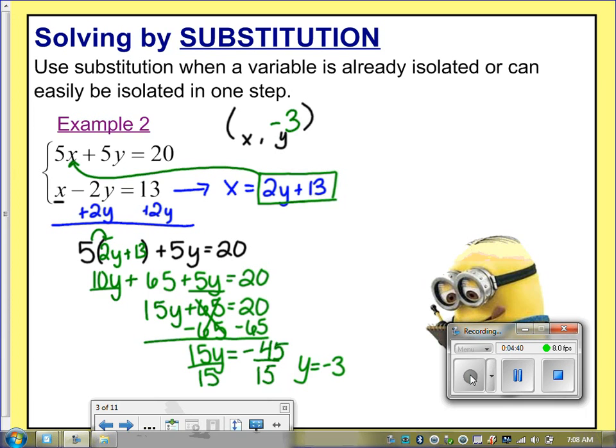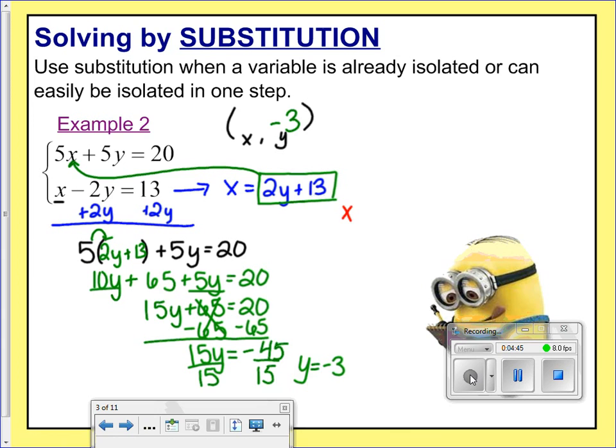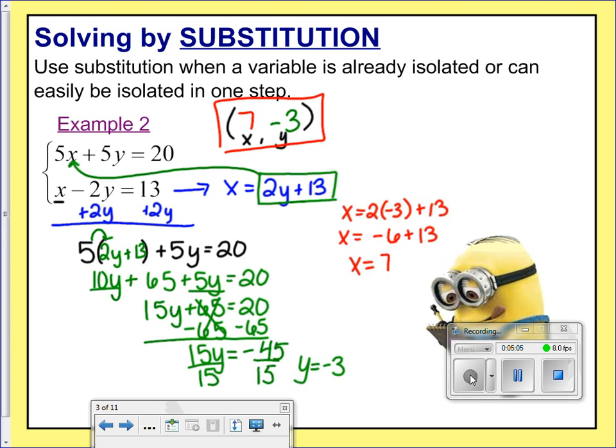My next step is to find the remaining variable. So let's use this equation that's isolated already. x equals 2, y is negative 3, plus 13. So x equals negative 6 plus 13. Therefore, x equals 7. So my final solution is the point of intersection at 7, negative 3.